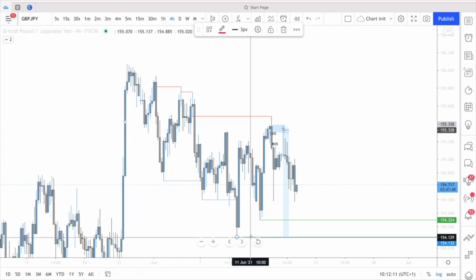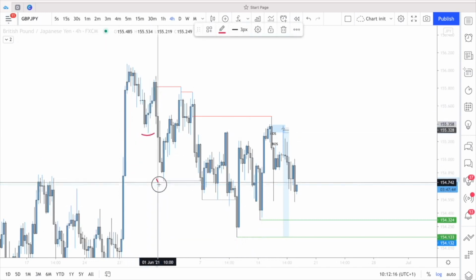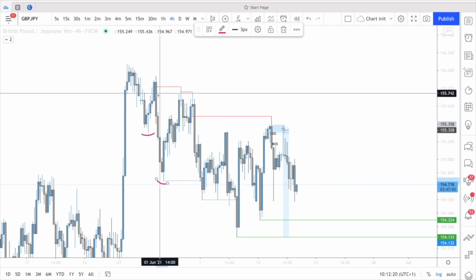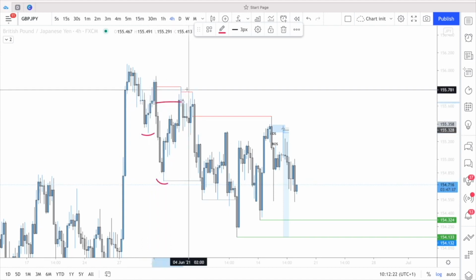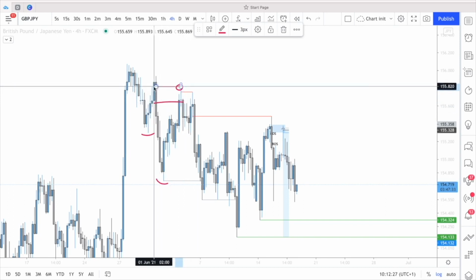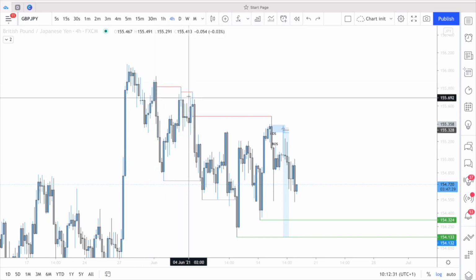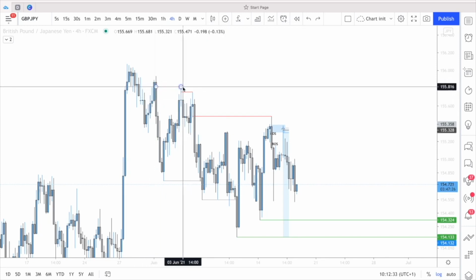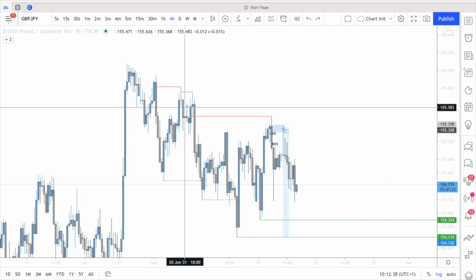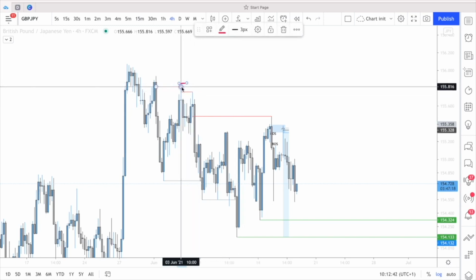What we can safely see in this situation is obviously we've got a breaker structure. Now, we can take a trade off this, obviously from here. Now, this mitigated the OB. So the last point of mitigation was that wick there. So if we're going to trade off this OB, say we refine this, our point of validation is just going to be above that last mitigation.